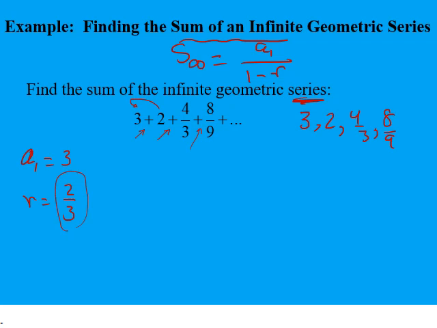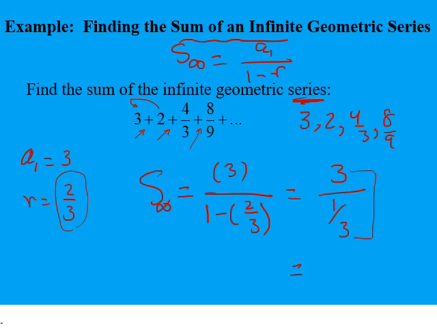So this value is smaller than 1 and greater than 0, so I can find S infinity, which is A1, 3, over 1 minus r, which is 1 minus 2 over 3. So it's 3 divided by 1 over 3. Without using a calculator, it's 3 times 3, which is equal to 9.